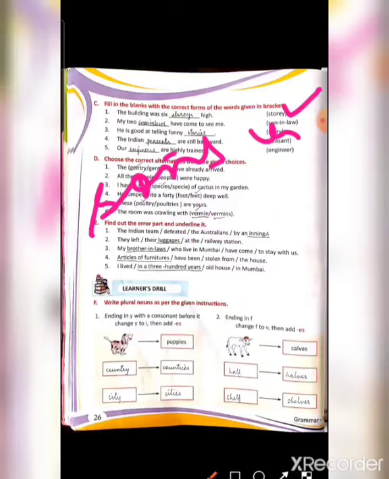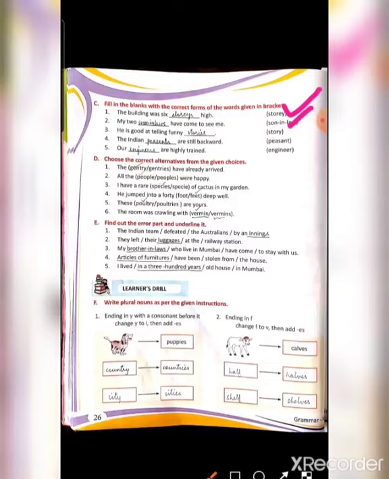He is good at telling funny stories. So ies, y will be replaced by ies. Next, the Indian dash are still backward. Peasants. So Indian peasants, we will add s. Are still backward. Next, our dash are highly trained. Our engineers are highly trained.